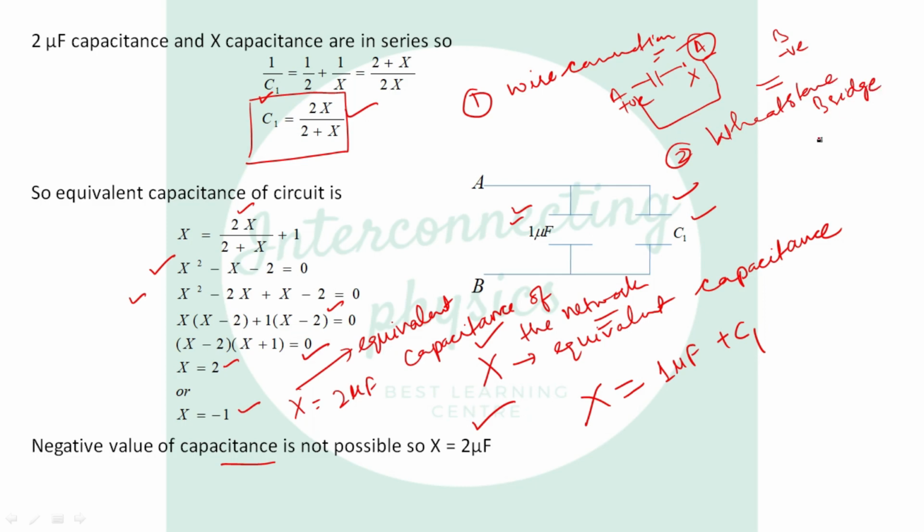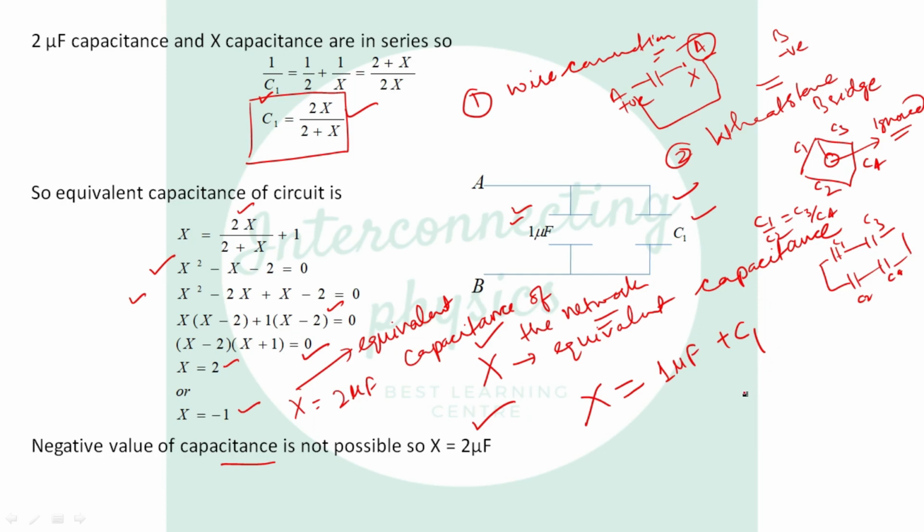Okay, and we saw that if this is the shape of the Wheatstone bridge, okay, then if C1 divided by C2 is equal to C3 divided by C4, then this capacitance will be ignored and we take the simple circuit as C1, C3 are in series and then C2, C4 are in series. Okay. Then third one, we have studied the infinite network. Okay. Hope you understand this.